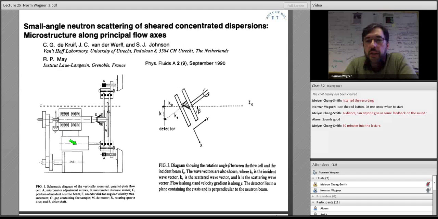De Cruyff and Johnson, though, came up with a very clever design to try to access the other planes of flow. So Lindner's design would get you the radial and tangential. You couldn't get the 1-2 cell. But the 1-2 direction is the most interesting one, as I said.